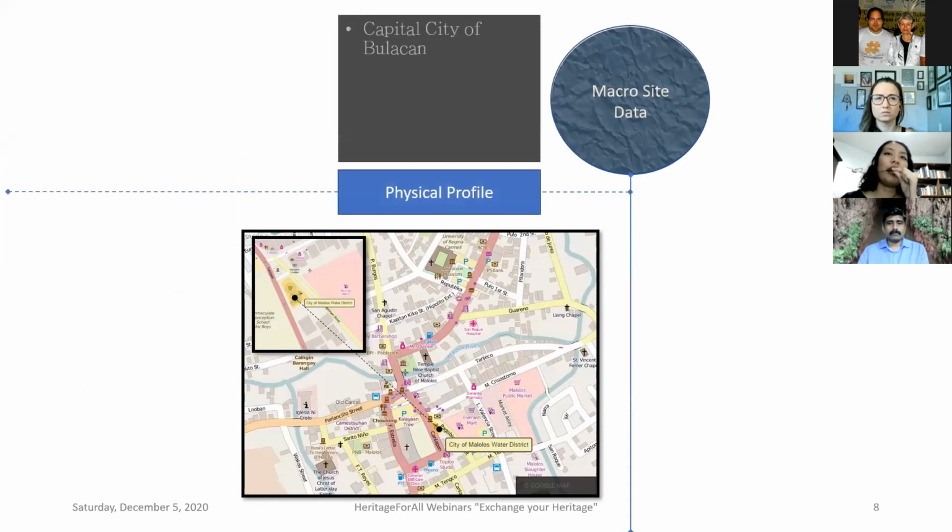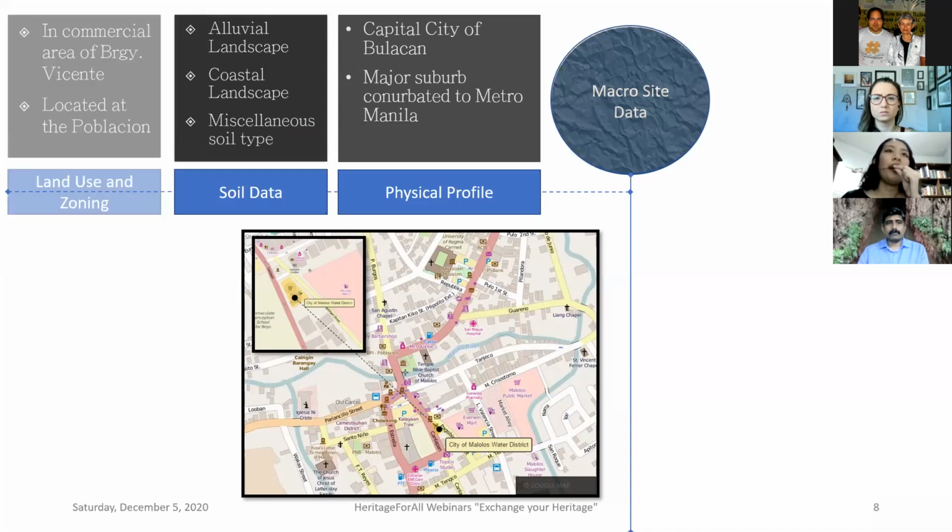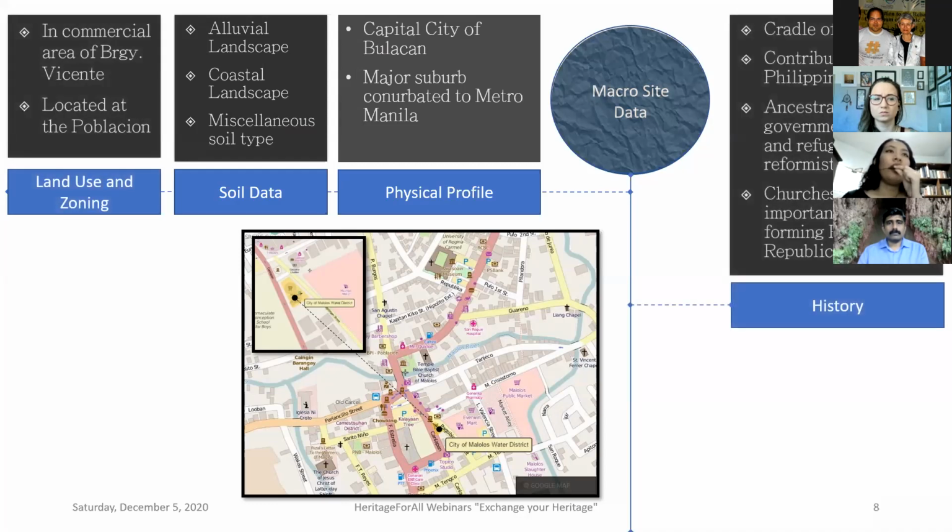So these are the macro site data. As you can see, the physical profile is the location where the water tank of Malolos, Bulacan is currently situated. Malolos is the capital city of Bulacan. This is the major suburb converted to Metro Manila. The land use and zoning is near the commercial area and the population, close to the city center.